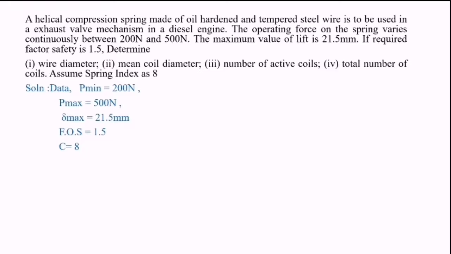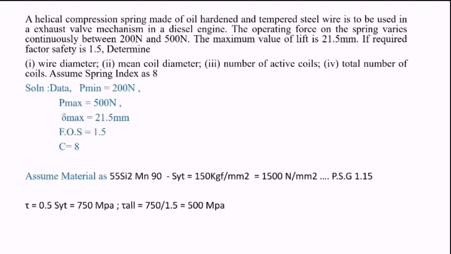As material is not given, I will assume material as 55 Si2 Mn90. The value of it is 150 kgf per mm square, that is equal to 1500 Newton per mm square. This value comes from PSG 1.15. We have the relation tau is equal to 0.5 SYT, so I will get tau is equal to 750 MPa and tau allowable will be equal to 750 divided by FOS, that will be 500 MPa.